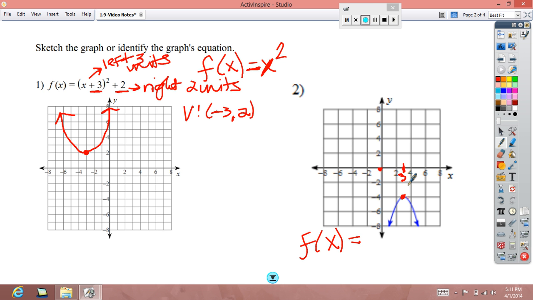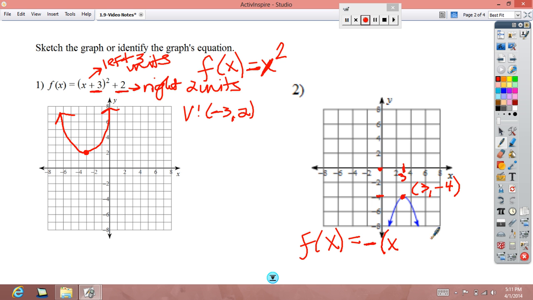Because these go down by 2. And so my vertex here is at positive 3, negative 4, which means the graph moved right 3 and down 4. Okay, so when we're graphing this, we also notice that my shape is downwards, right? So I'm going to have a negative on the outside here.